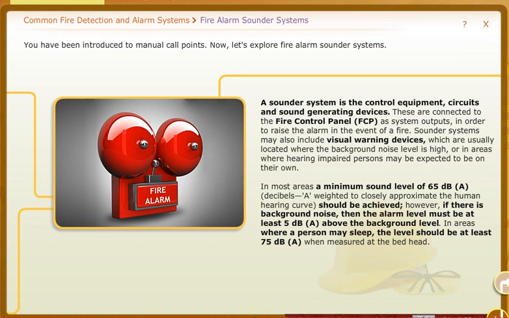In areas where a person may sleep, the level should be at least 75 dBA when measured at the bed head.